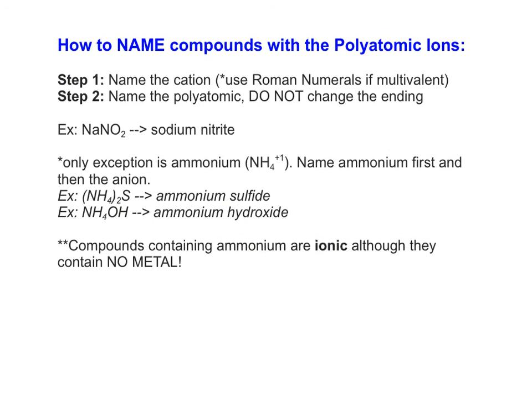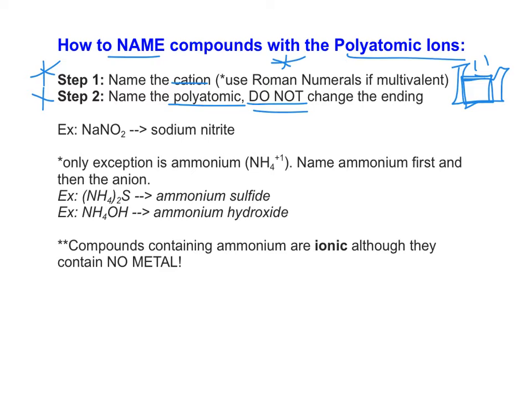So the naming of ionic compounds with polyatomics is going to stay similar to yesterday. Step 1, you always name the metal or the positively charged ion. Use Roman numerals if it's a multivalent. If it falls in the middle of that periodic table, remember I was calling it no man's land, that's where you use your Roman numerals. And then step 2, this is what looks different today, you're going to name the polyatomic, name the group, and do not change the ending.